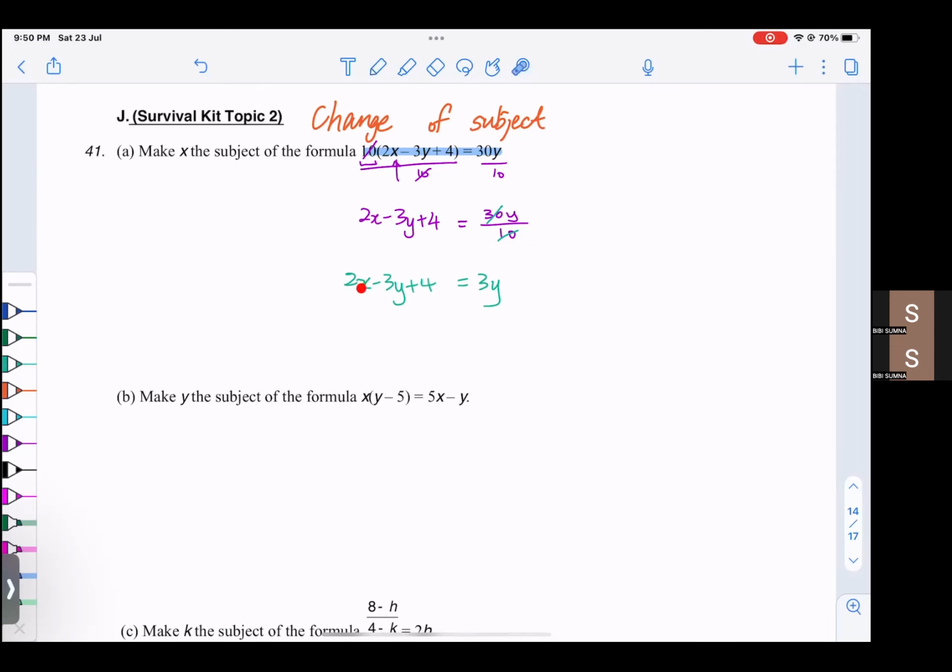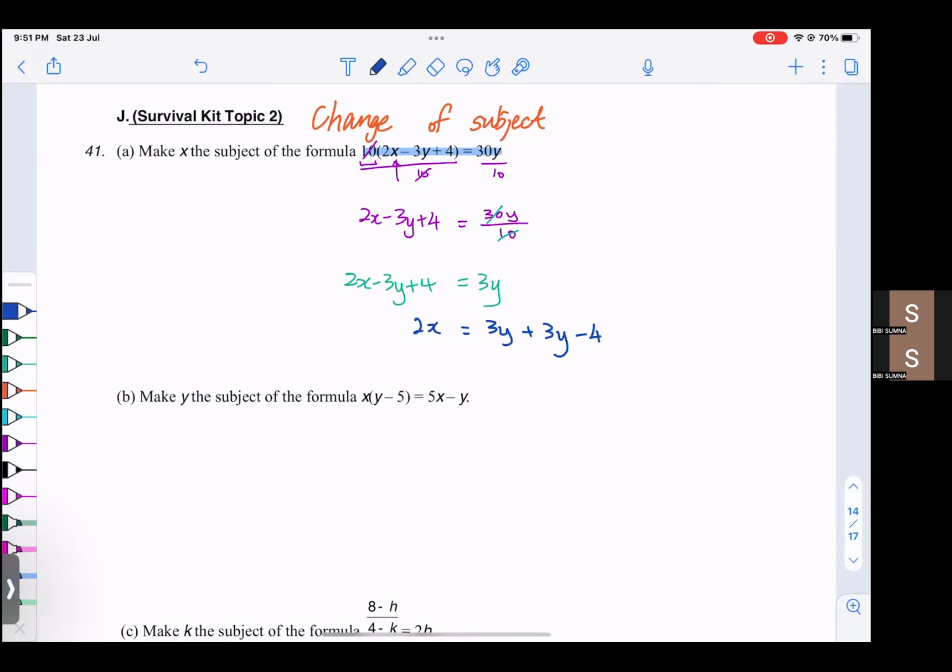Still x here, there are so many things next to it. 2 is very close, so we'll deal with that in the last part. Now this part, negative 3y plus 4. How can we deal with it? This side, negative 3y, we don't want it, so on the other side, just add it. Plus 4, positive 4 here, we don't want it, so on the other side, minus 4.